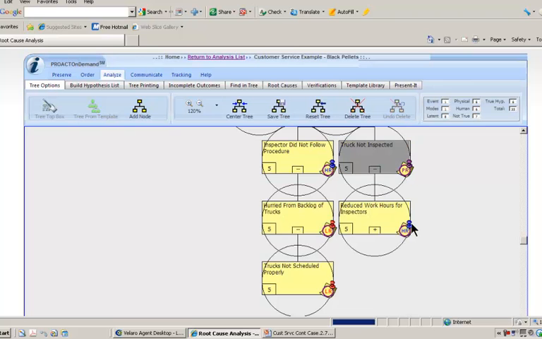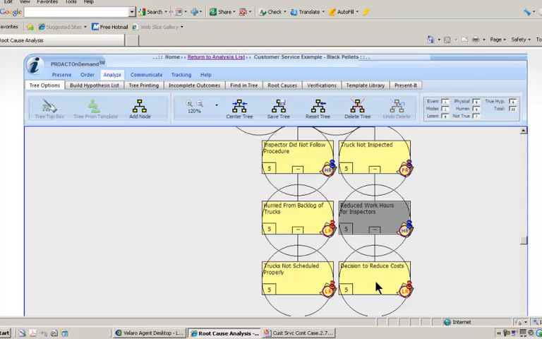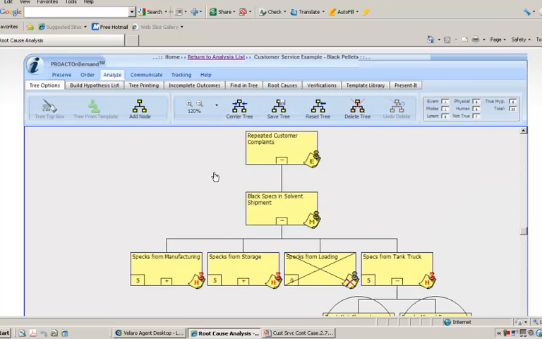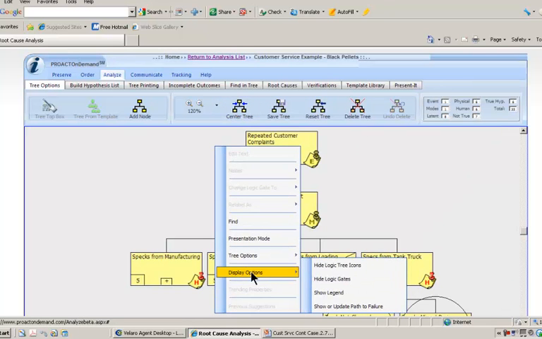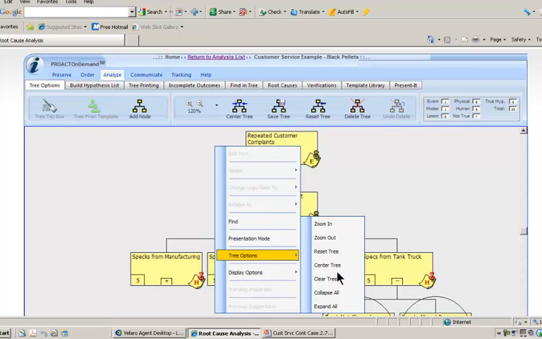The trucks were not inspected due to reduced work hours for the inspectors, and the reason we reduced those work hours was to reduce cost. So the effect of reducing cost was actually allowing the specks to get in via the tank truck process. So if we look at this in total now, we'll go back up here and we'll center the tree, and we'll go to display options, and we will expand all.